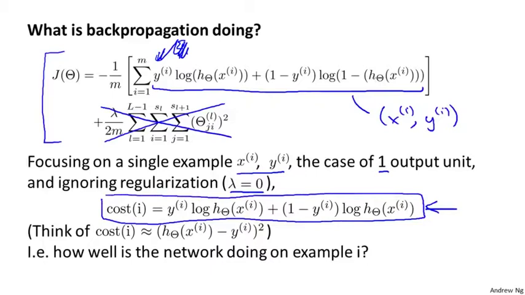What this cost function does is play a role similar to the squared error. Rather than looking at this complicated expression, you can think of cost of i as approximately the squared difference between what the neural network outputs versus the actual value. Just as in logistic regression, we prefer the slightly more complicated cost function using the log, but for intuition, feel free to think of the cost function as the squared error cost function. So this cost of i measures how well the network is doing on correctly predicting example i, how close the output is to the actual observed label y(i).